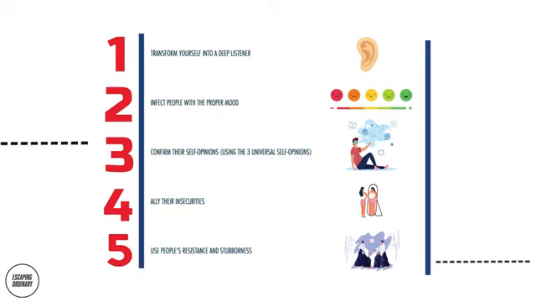3. Confirm their self-opinion using the 3 universal self-opinions. For independence, appeal to the sense of autonomy. If you need to get their help, don't let them feel like they are being manipulated. Instead, position the favor in a way that makes the favor feel like it was their idea or choice all along.